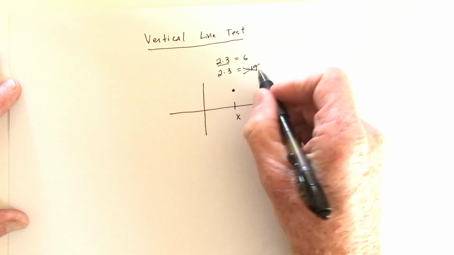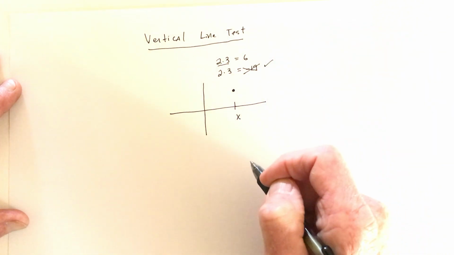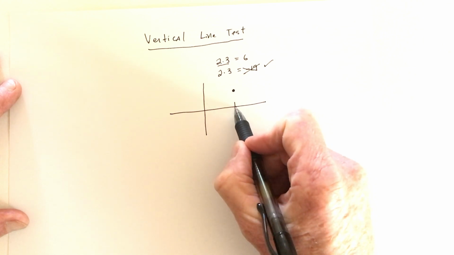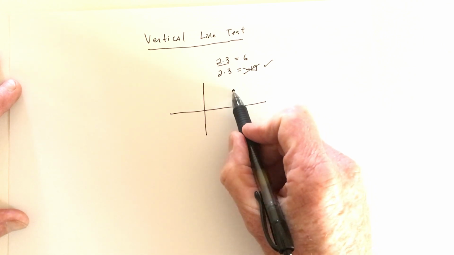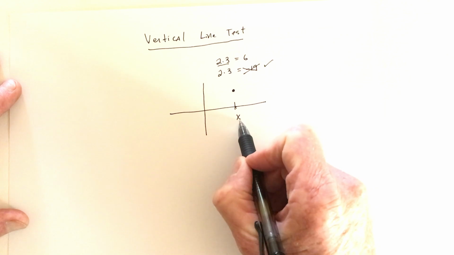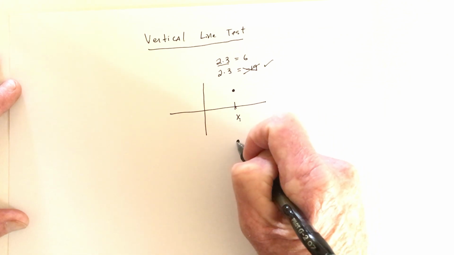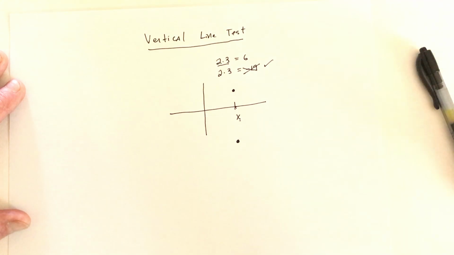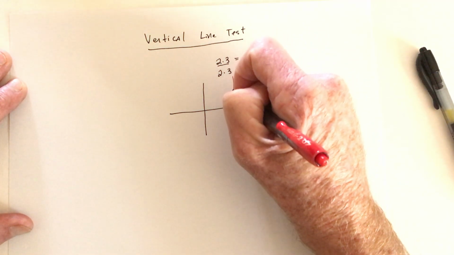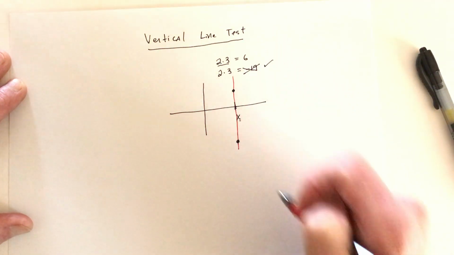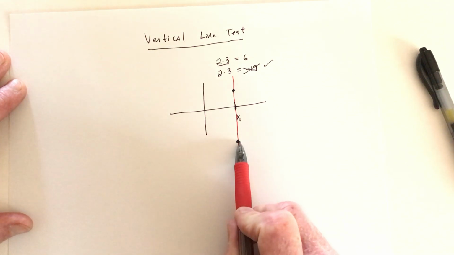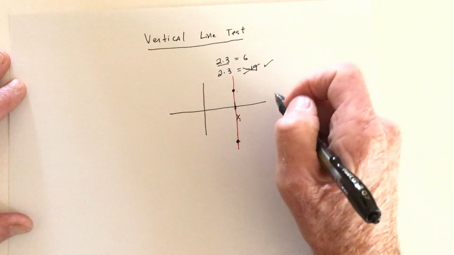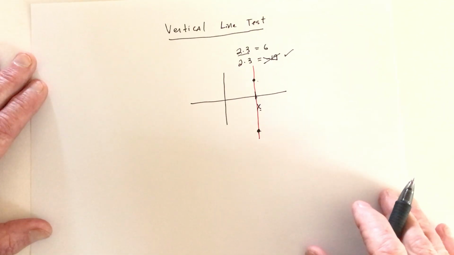If it's not a function, you ask it, hey, when you use x, what's the answer? 6. Another time you say, hey, when you use x, what's the answer? Negative 19. Then that is not right. Well, if that happens, you could draw a vertical line and it's going to hit the graph twice. Once right there, once right there. So if the line hits the graph twice, it's not a function.